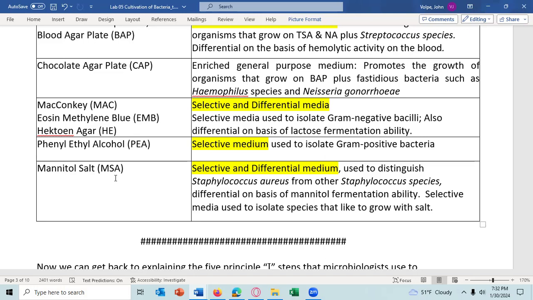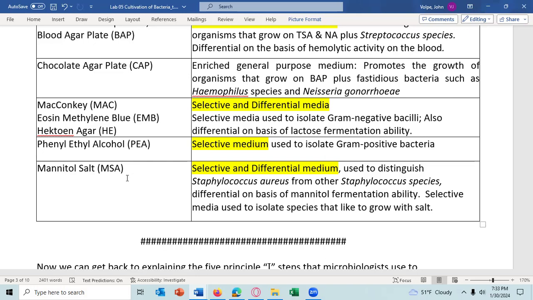Mannitol salt agar is also differential in that it can differentiate between a mannitol fermenting species and a non-mannitol fermenting species. If the bacteria can grow on the plate, you can assay for mannitol fermentation. But if the bacteria cannot grow on the plate, you cannot assay for mannitol fermentation. If the bacteria can ferment the sugar mannitol, that will produce acids which will change the color from a pinkish color to a yellow color. And if it cannot ferment the sugar mannitol but can grow on the plate, then it will not be yellow in color. It'll be whatever color the bacteria is.